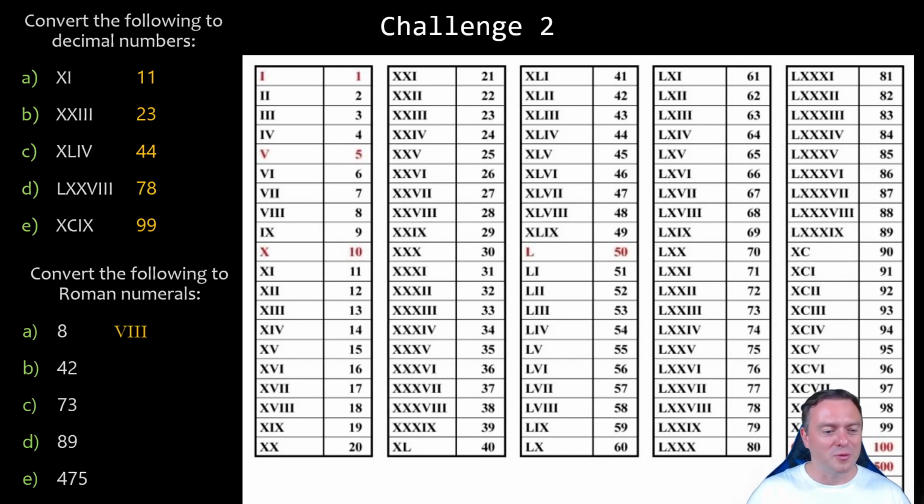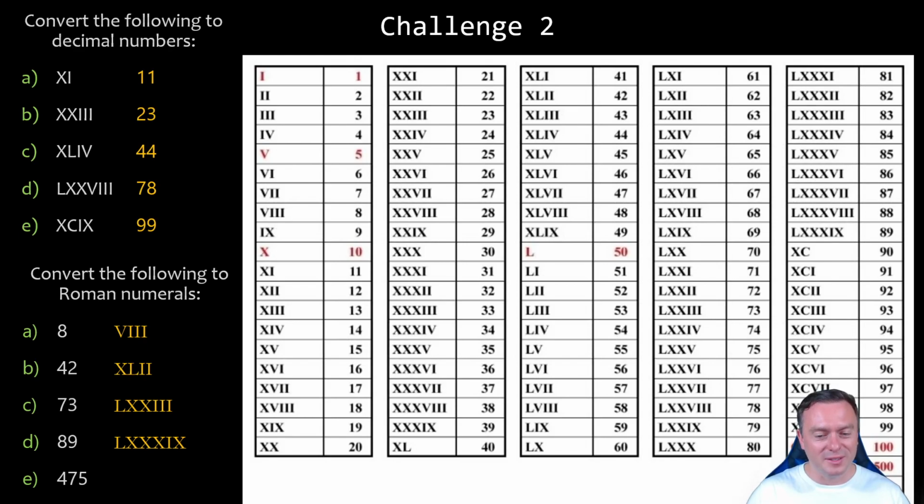42 is 1 before 10 before 50, so that's 42. So 40 is XL, and then 2 is II, so XL, II combined together. 73 is LXX, and then 3 is III, so LXXIII. And then 89 is LXXX, and then 1 before 10, so IX.